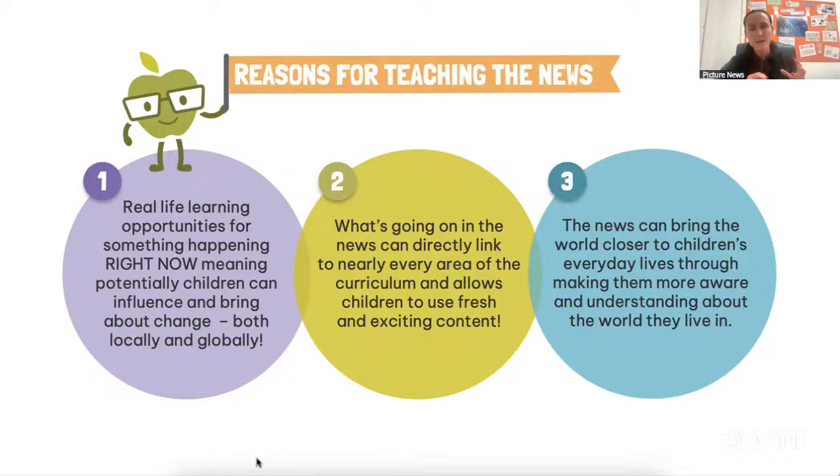So we believe that there's real life learning opportunities for things that are happening right now in the moment, which is really empowering for children, so they can think about how they can influence change locally and globally. What's going on in the news can directly link to all different subjects, and it's fresh and new content. And in terms of empathy, it can bring the world closer to the children's everyday lives, making them more aware and understanding about the world we're living in. And Laura said for children to become globally aware as well. So it's a really important one, and thanks for sharing that.